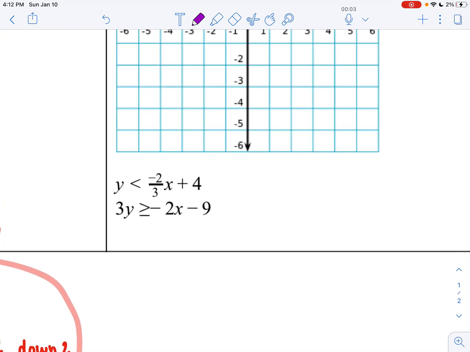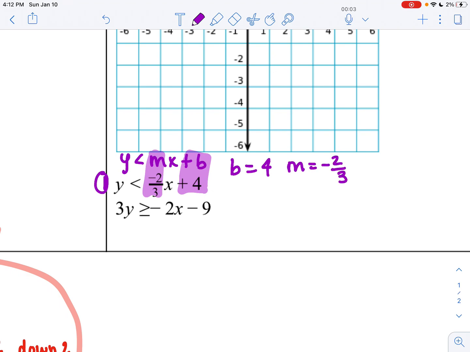Okay, so we have this one now. See, equation 1 is already set up for us. And you can write y equals mx plus b if that's easier to understand. You don't have to use the same inequality. It works the same way. So I know for my first equation, b is 4 and m is -2/3. For my second equation, I have to get y alone, so I have to divide everything by 3. We do the same process as for the first ones. So this one's going to be -2x/3, and this is going to be -9/3.